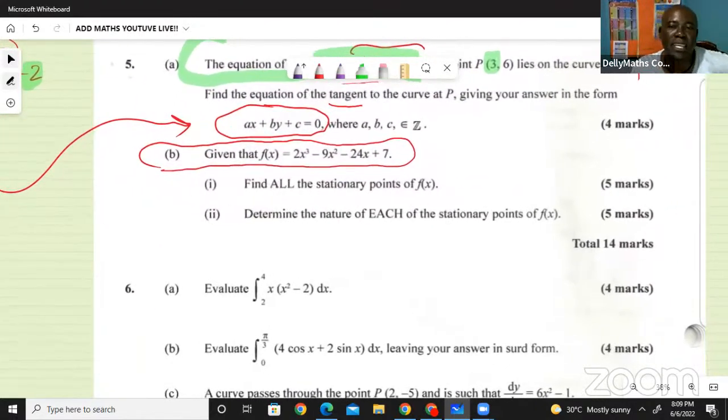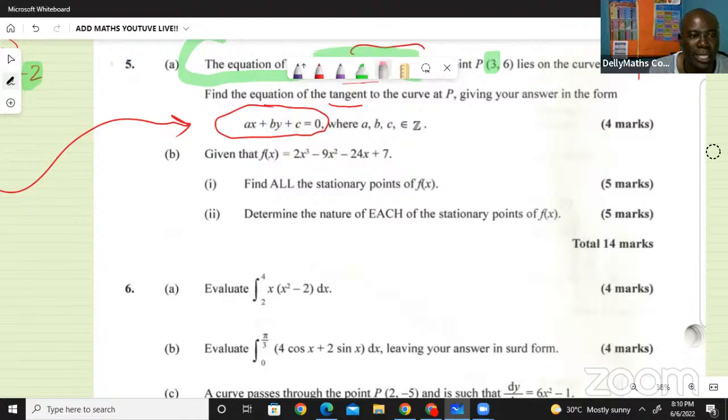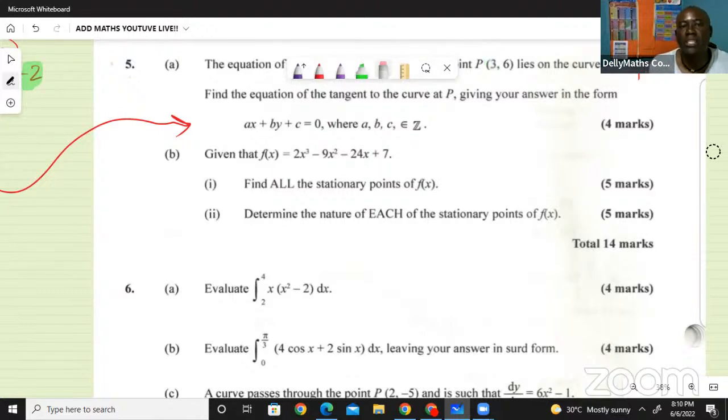It says, given that f of x is equal to 2x cubed minus 9x squared minus 24x plus 7, stationary point. What do we mean by stationary point? Again, this is where differentiation comes in. A stationary point is a point on your graph where your derivative, which is the gradient function, is equal to 0. It simply means that you're going to have to find dy/dx and let it equal 0.